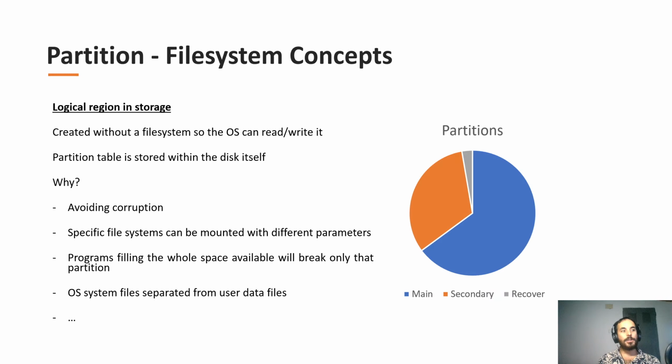Okay. Usually, this is the way that partitions look. You have a main partition, a secondary partition, and maybe a space for recovering the operating system from scratch. The blue partition would be the main partition, the orange partition would be the secondary, and then the recovery one, okay?